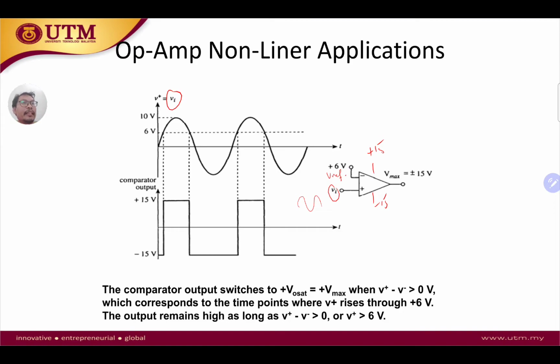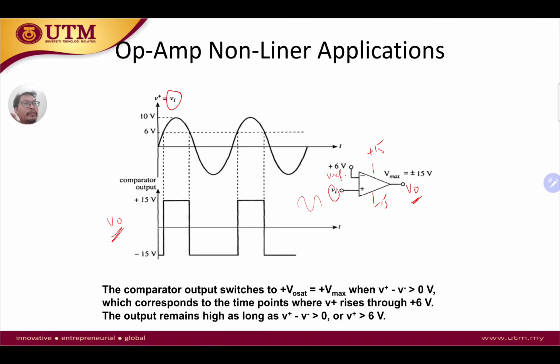A 6 volt sine wave, 10 volt peak to peak, with supplies of negative 10 and 15. What is our V out here? What is V out going to look like? So V out is going to look like this. Okay, so V out is going to be a square wave, and how is it going to look actually?